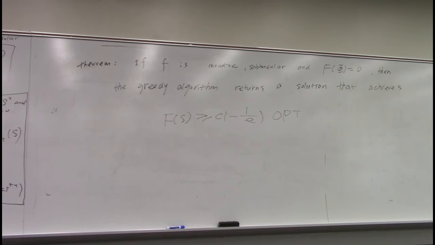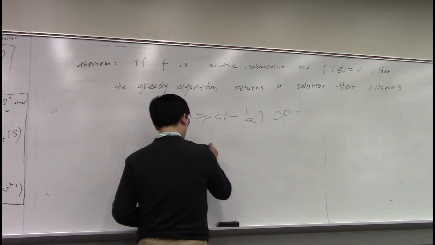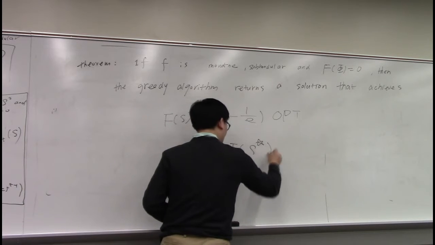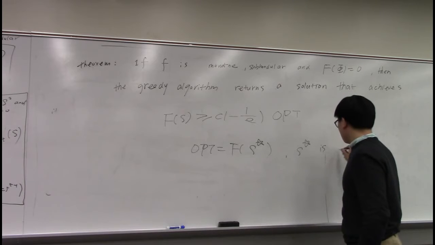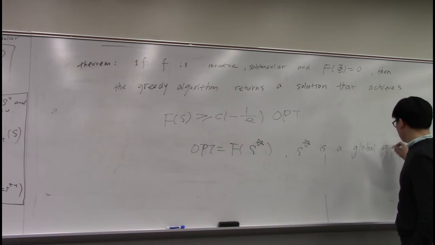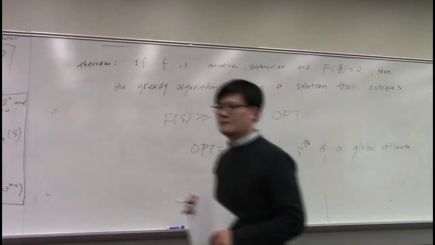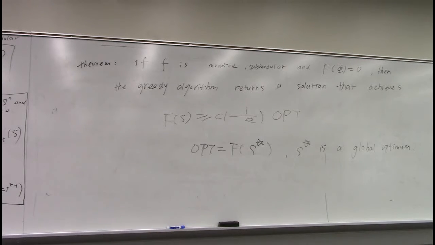OPT is the optimal. So what's OPT? It is F of S star, where S star is the global optimal. So this is the mathematical theoretical guarantee of the greedy algorithm for submodular maximization. This bound is called a worst-case bound, which means you can design the function F in whatever way to make the solution as bad as possible. The worst case is still 1 minus 1 over e.